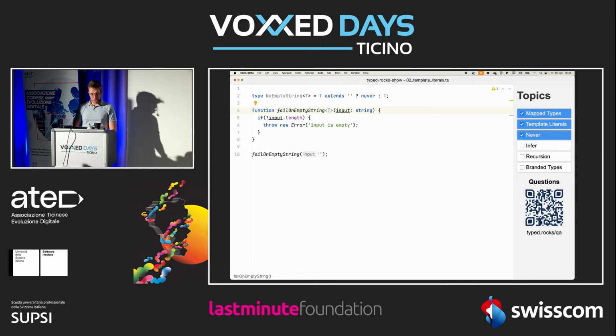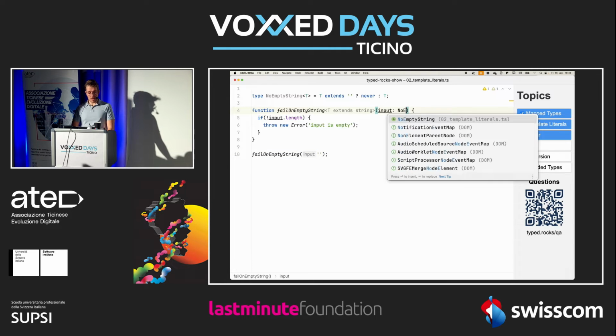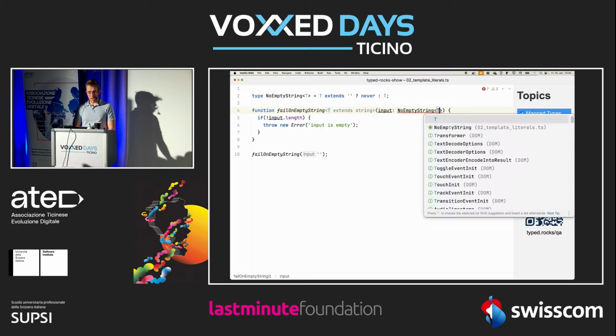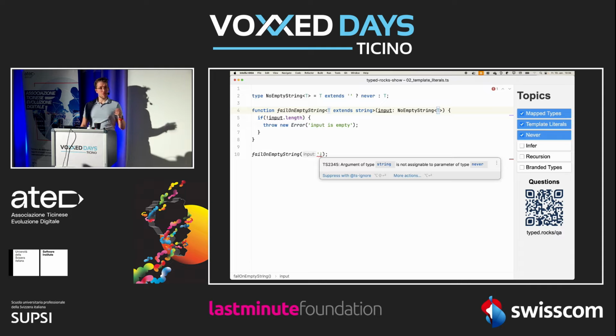We pass in here another type and say this T we use is a subtype of string. We only allow passing in strings. And now instead of just using a string, we use noEmptyString and pass in our type. And now what we can see is this code no longer compiles, because the string is not assignable to never.